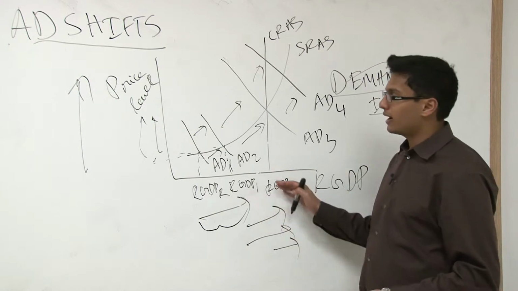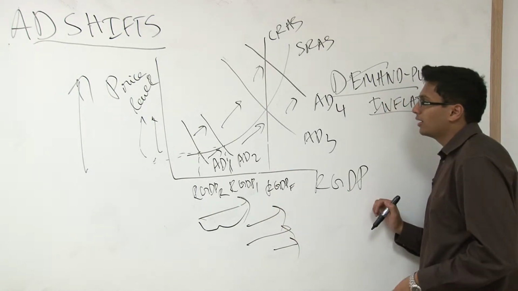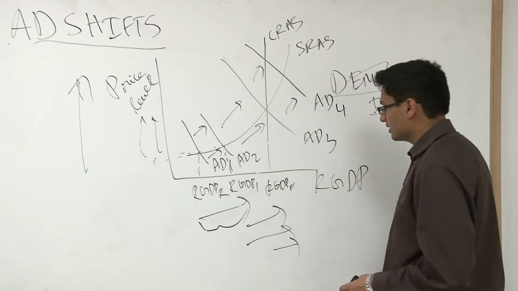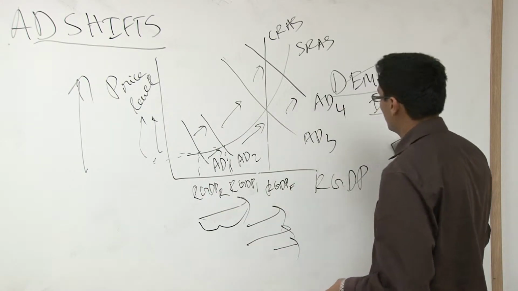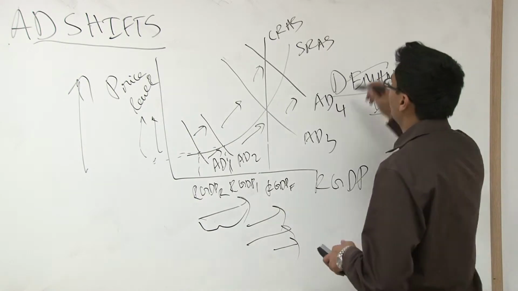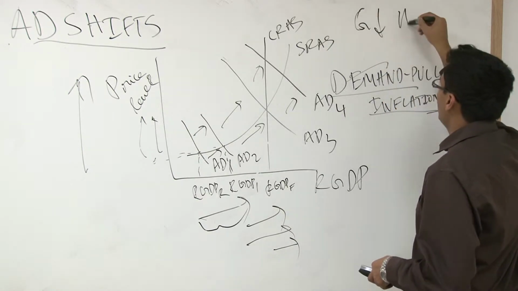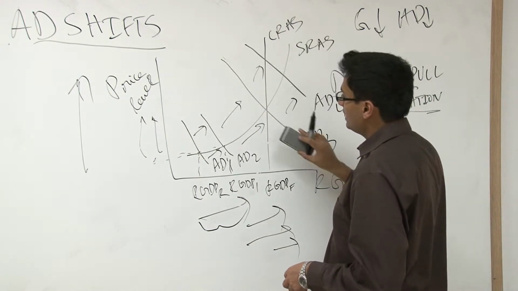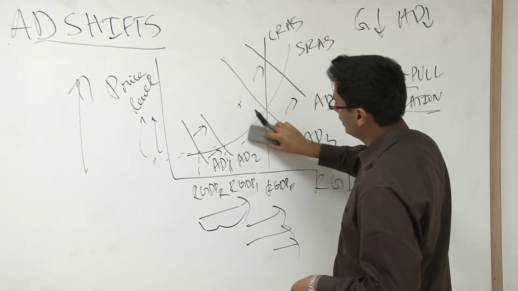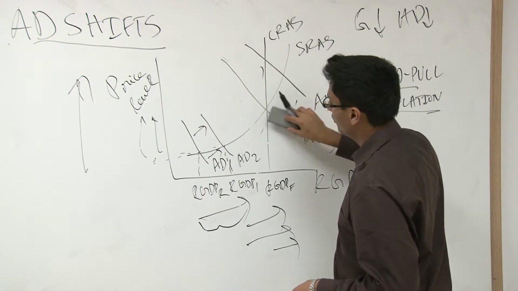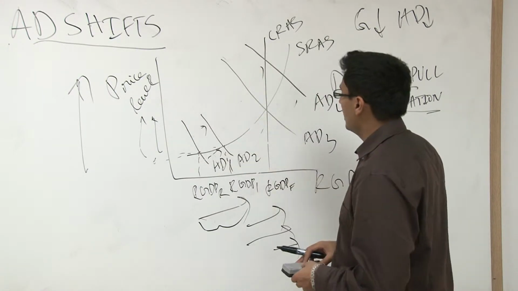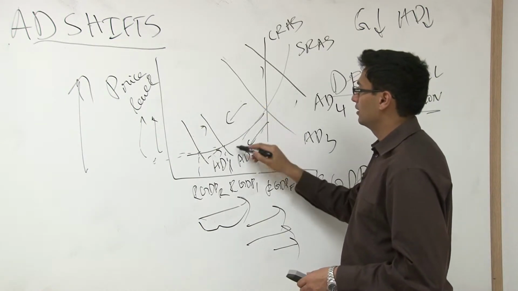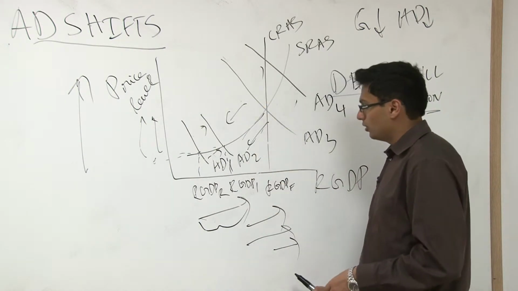That being said, let's talk about the reverse. We've talked about AD shifting right, when government spent a lot of money. But let's say for some reason government taxes more. How does that shift AD? Or let's say G goes down. Let's say government spending actually goes down. If G goes down, AD goes down. I hope people remember that. So if AD goes down, I'll erase the arrows here, and let's say AD goes from AD3 to AD2.